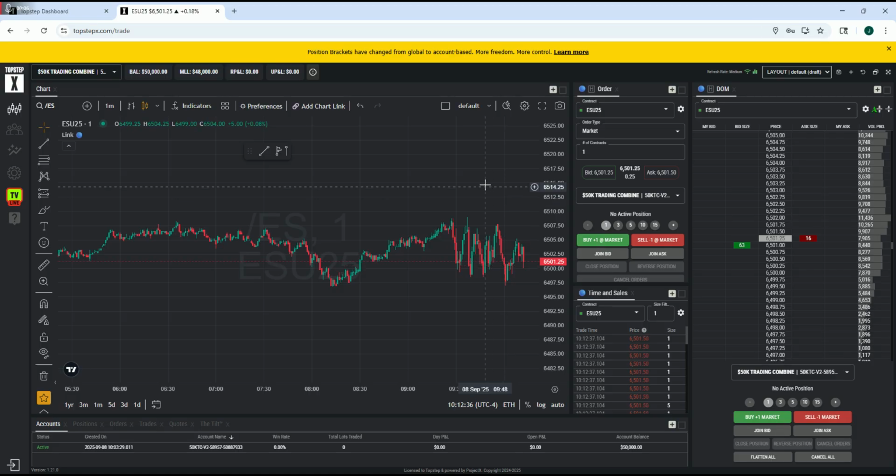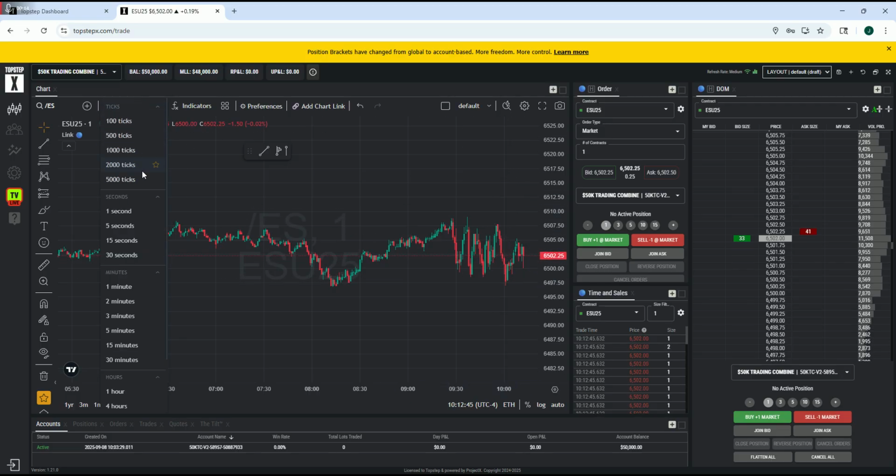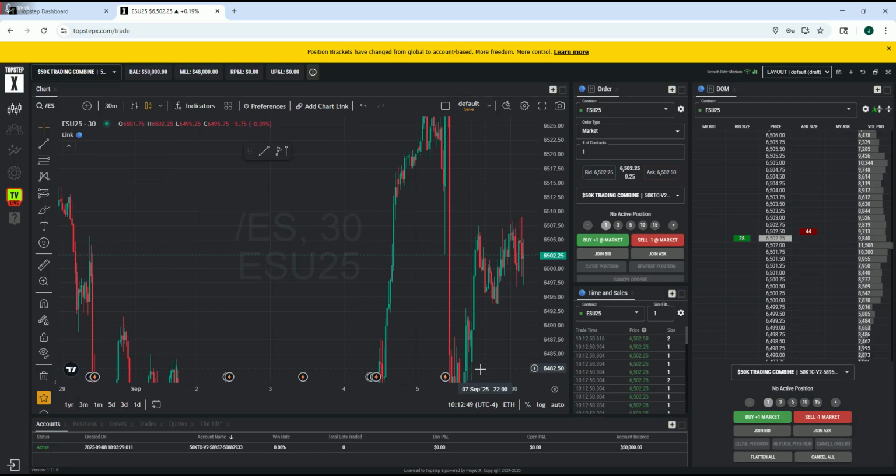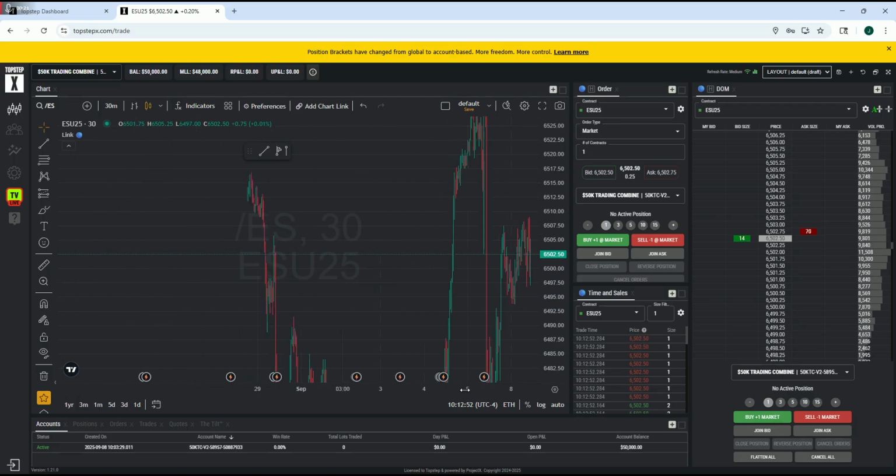All right, trade one, Topstep combine. Looking for a short below the opening 30-minute range. So how do I make this bigger?